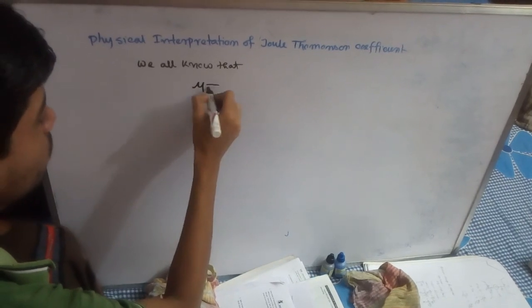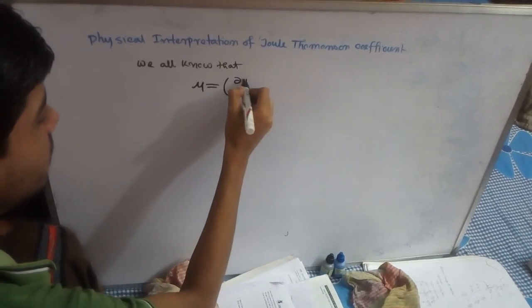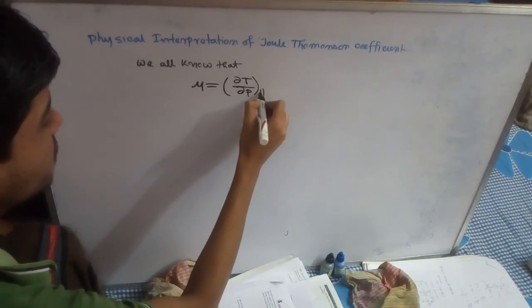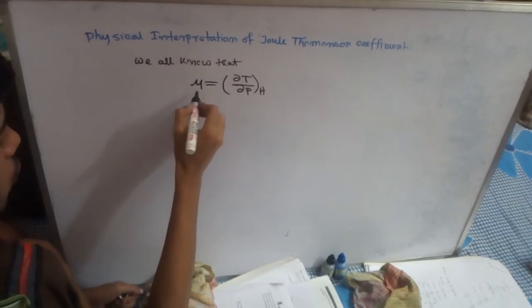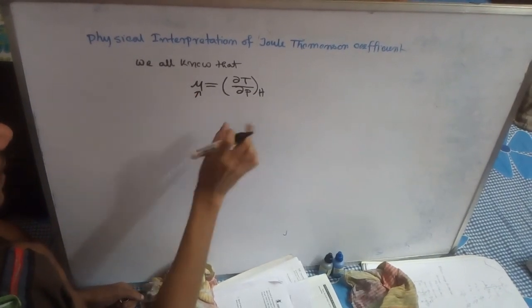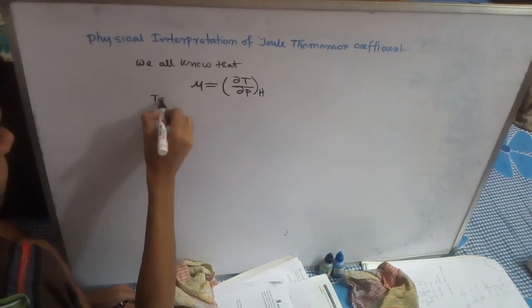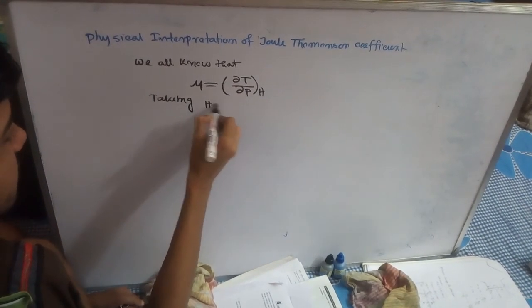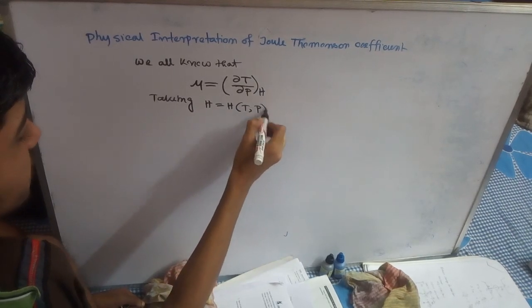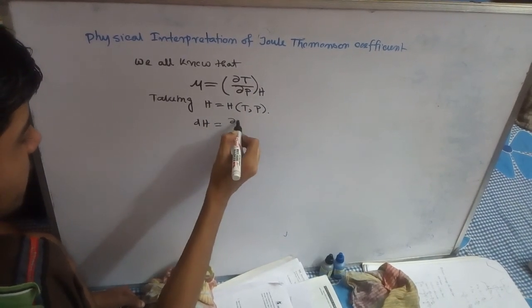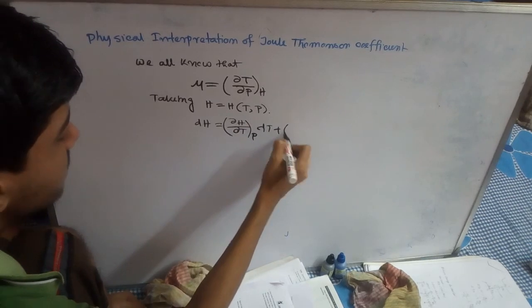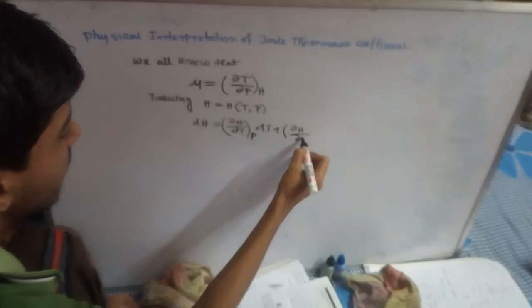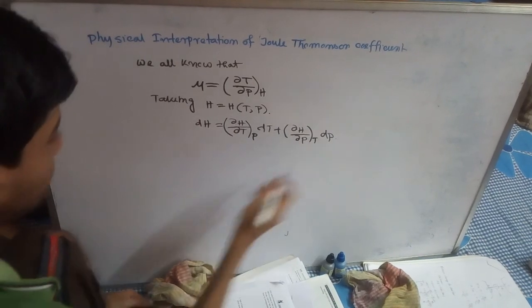Joule-Thomson coefficient mu is defined by del T del P at constant enthalpy, del T del P at H. This is called Joule-Thomson coefficient mu, del T del P H. Taking H as a function of temperature and pressure, so dH equals del H del T at constant P dT plus del H del P at constant T dP.